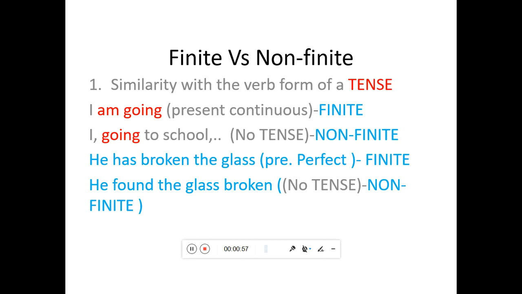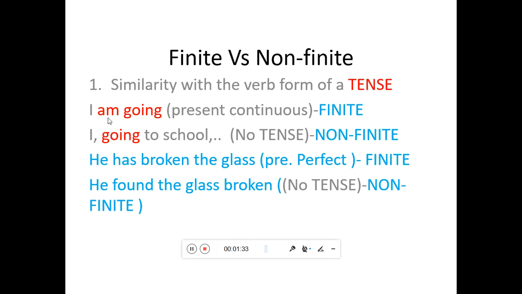If we go for a very typical definition of finite and non-finite forms, then we can say that finite forms change according to tense, number and person of the subject, and non-finite forms never change according to tense, number and person of the subject. So let's talk about these two things. The first one is similarity with the verb form of a tense.